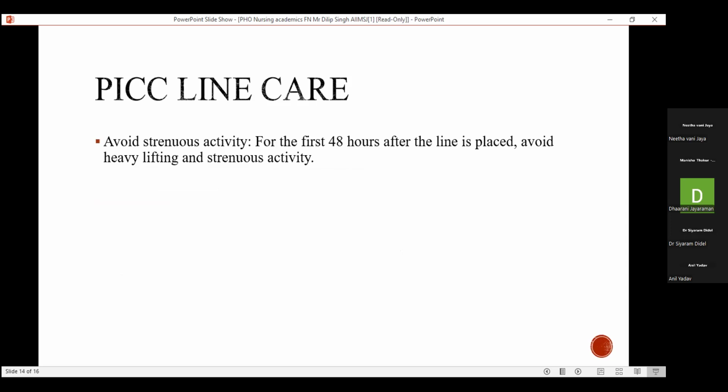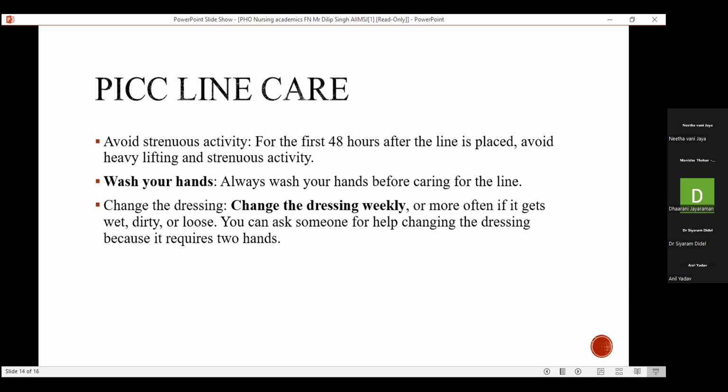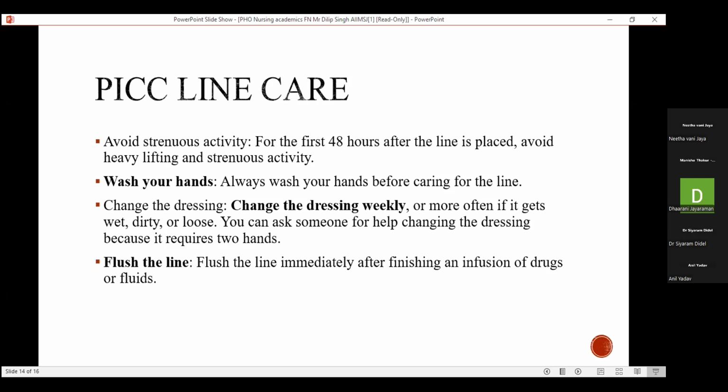PICC line care. Avoid strenuous activity for the first 48 hours. After the line is placed, avoid heavy lifting and strenuous activity. Always wash your hands before caring for the PICC line. Change the dressing weekly, or more often if it gets wet, damp, or loose. You can ask someone for help changing the dressing because it requires 2 hands. Flush the line immediately after finishing an infusion of drugs or fluids. Scrub the hub.